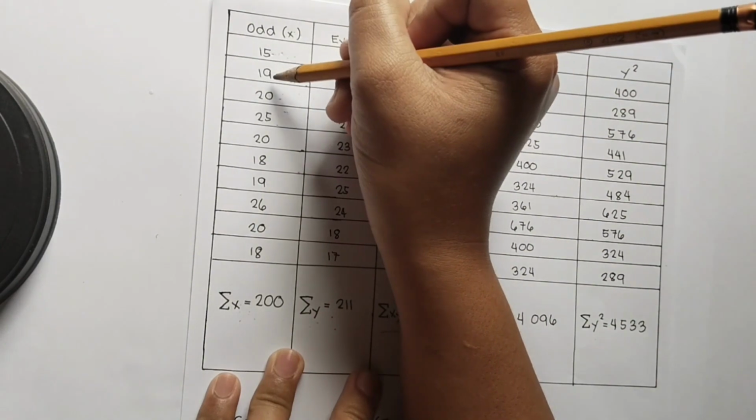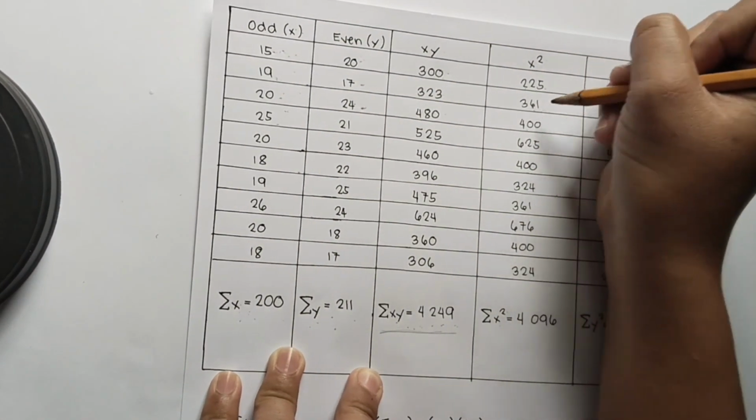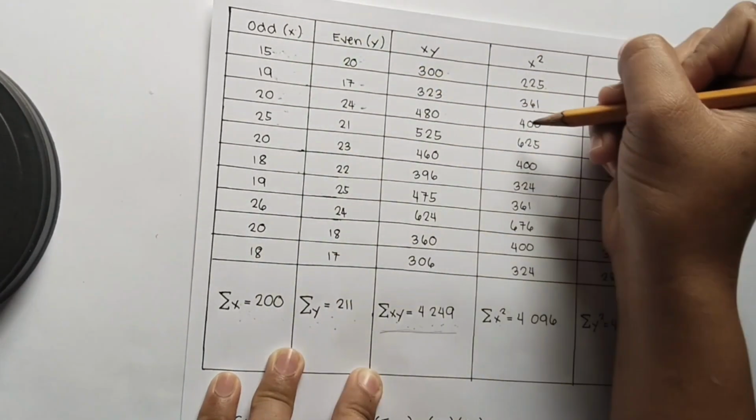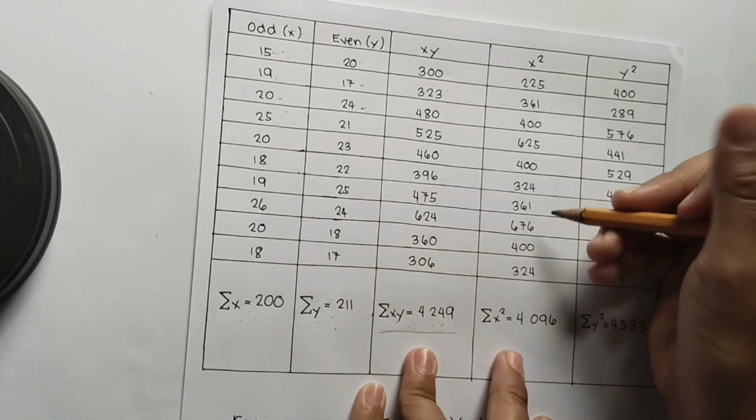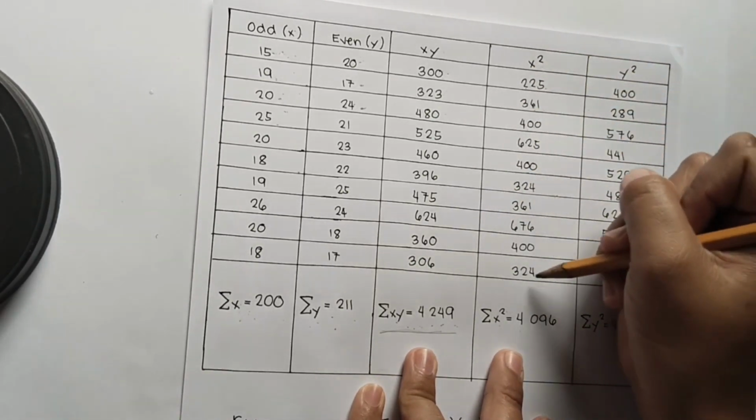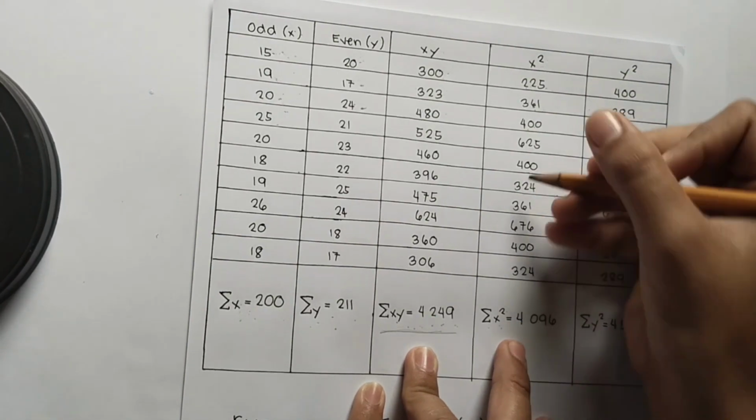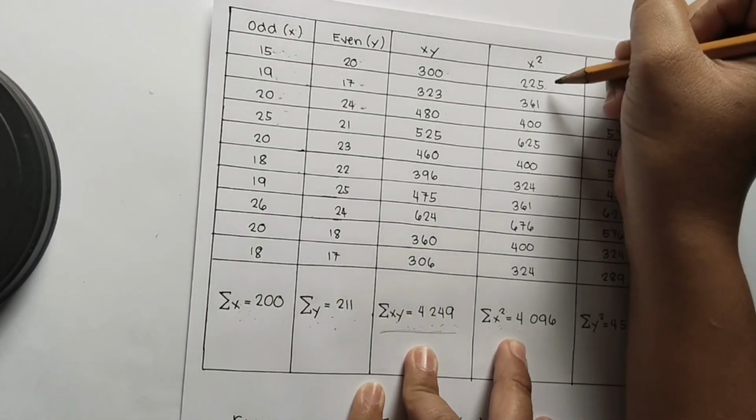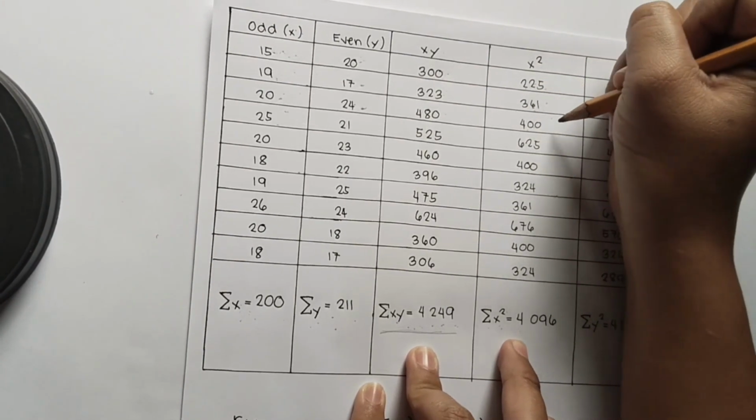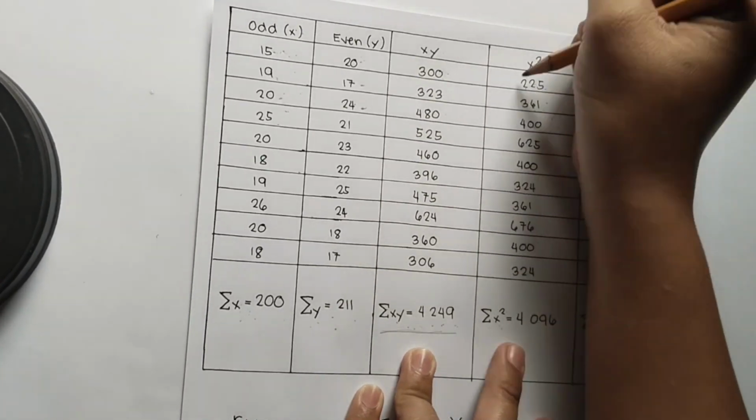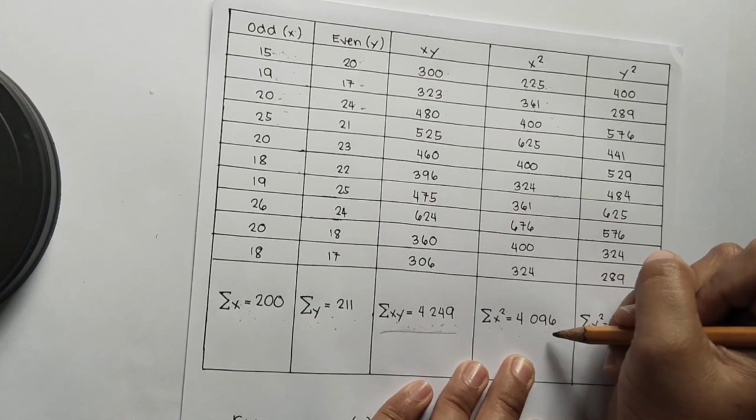So, next naman yung 19. 19 times 19 is equals to 361. 20 times 20 is equals to 400. So, and so on. So, imagine that nakuha na natin lahat yung value ni x squared. So, para makuha naman natin ang summation of x squared, i-add na lang natin itong lahat. So, 225 plus 361 plus 400 and so on. And magre-result yan ng 4,096.